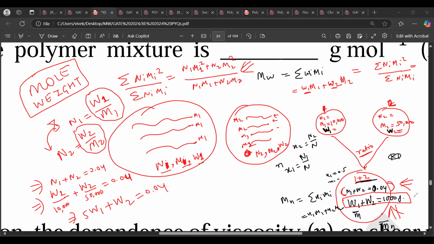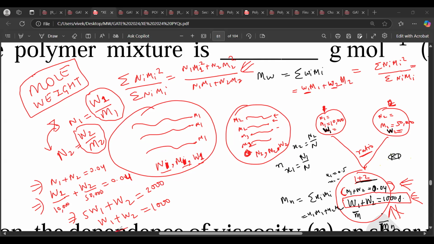And this W1, W2, already one equation is given, right? So W1 plus W2 equals 1,000 gram. Of course, I have to multiply 50,000 here as well because I multiplied 50,000 across the whole equation. So 50,000 multiplied by 0.04, it should come 2,000.